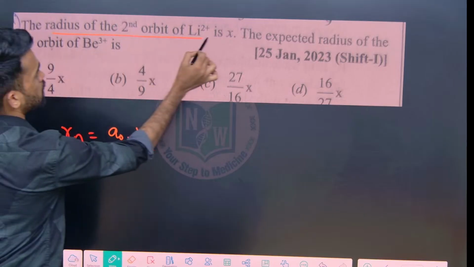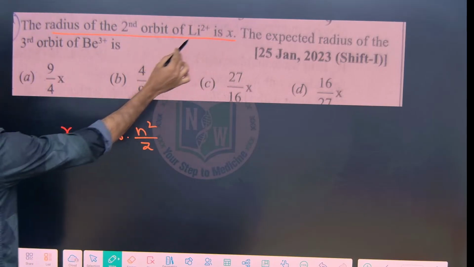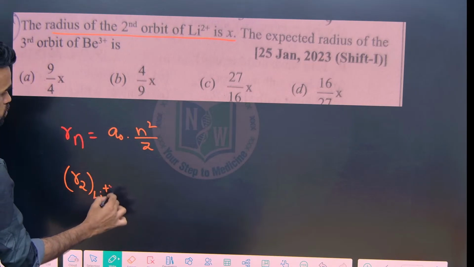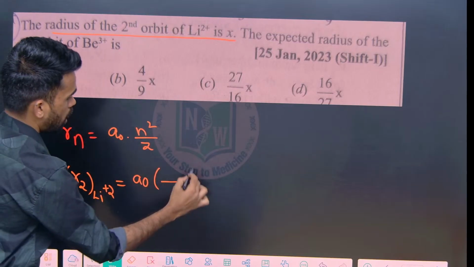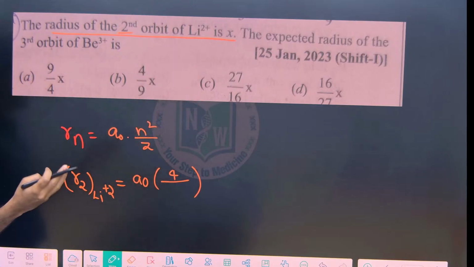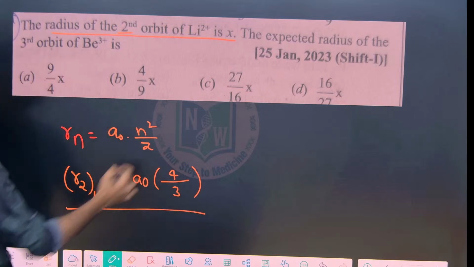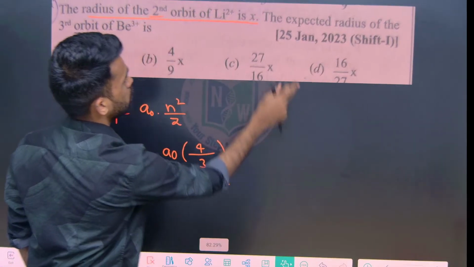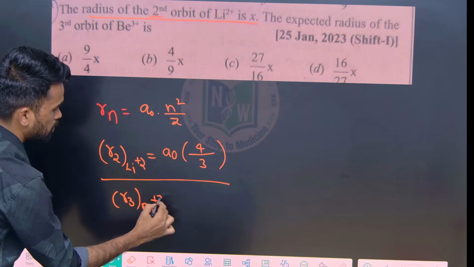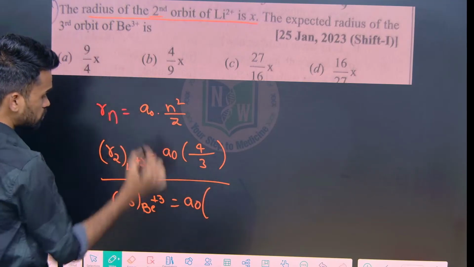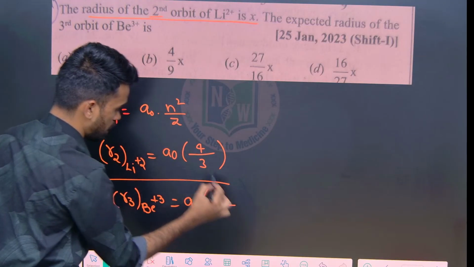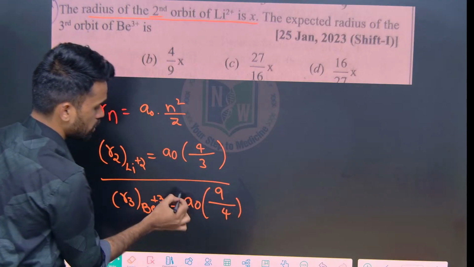So this is the formula you can use. See, radius of second Bohr orbit of lithium ion, lithium plus 2, is x. So it means R2 of Li plus 2 is equal to a naught into n square, now second Bohr orbit, so here it should be 2 square, 4. Lithium, what is the atomic number? Hydrogen, helium, lithium. So 3 you can write. And the next one, expected to be the radius of third orbit, it means R3 of beryllium plus 3 is equal to a naught into n square, here it is second orbit, 2 square, 4, here third orbit, 3 square, 9 you can write here, beryllium atomic number is 4. Okay, you can remove these two things.